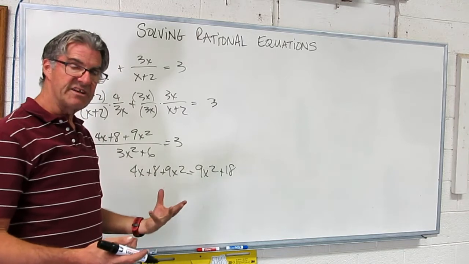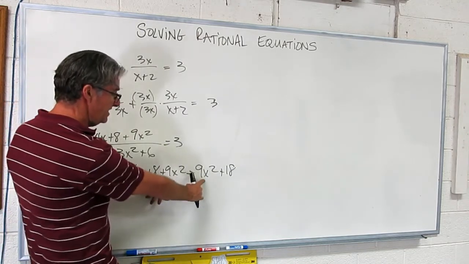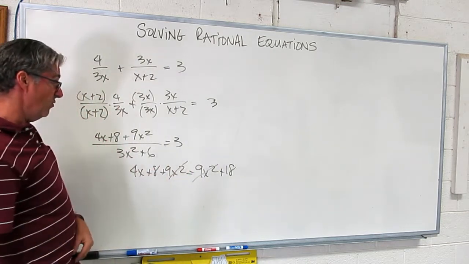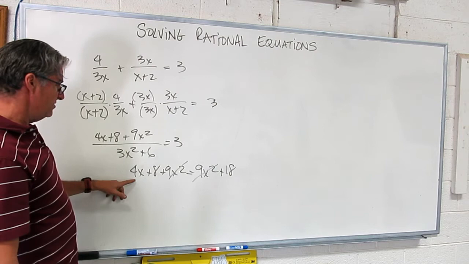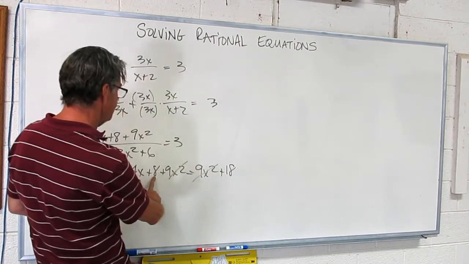Now we can just combine like terms, divide through to solve for x. So if I subtract 9x squared from this side, it's going to cancel that one out. So those are just going to go away. And I am going to bring my, oh wait, something's wrong.